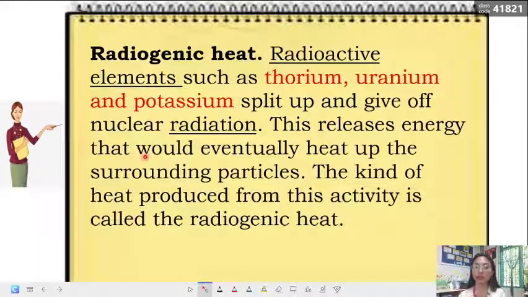This releases energy that would eventually heat up the surrounding particles. The kind of heat produced from this activity is called the radiogenic heat. Okay? That is from the radioactive elements na mo split up na makahatag og nuclear radiation. That is how makapainit siya sa mga particles that surrounds. Okay.